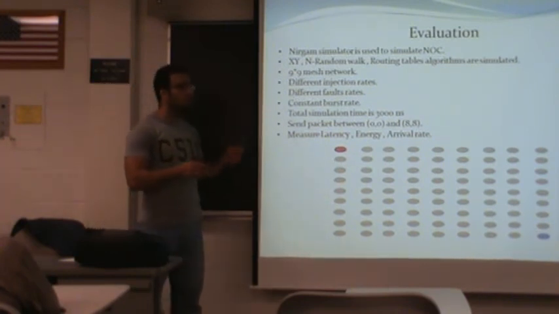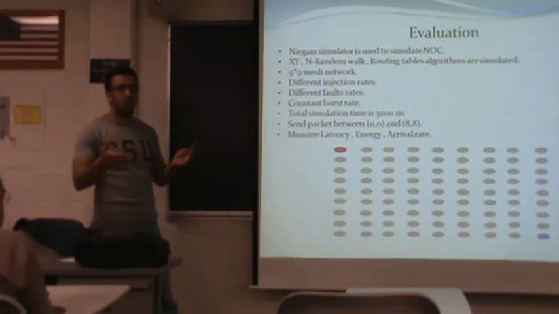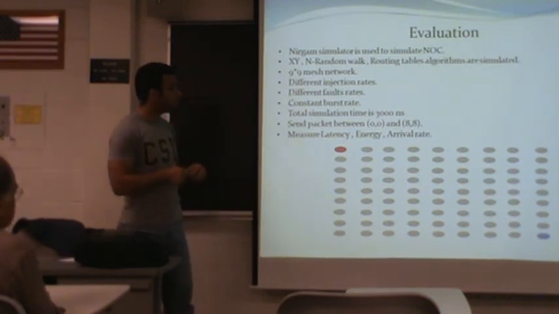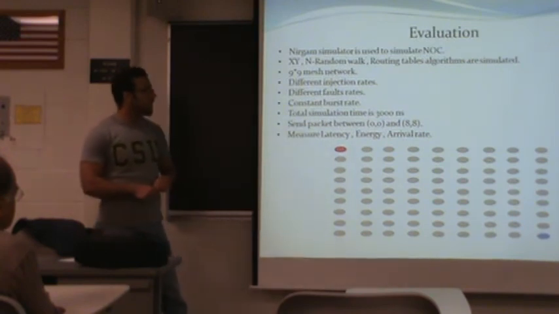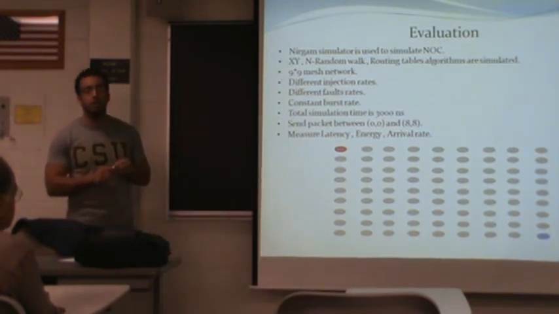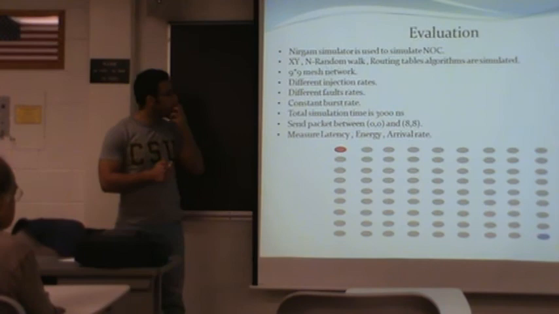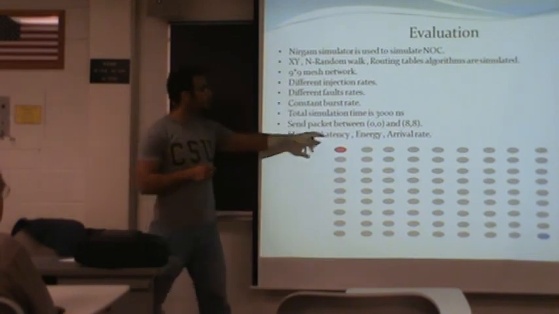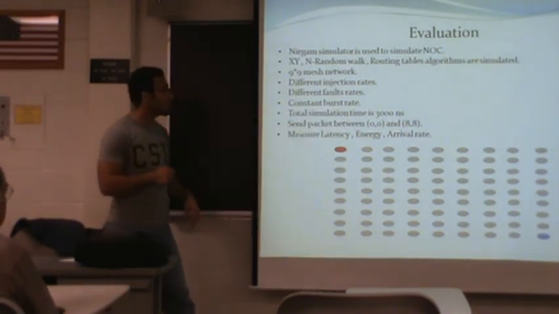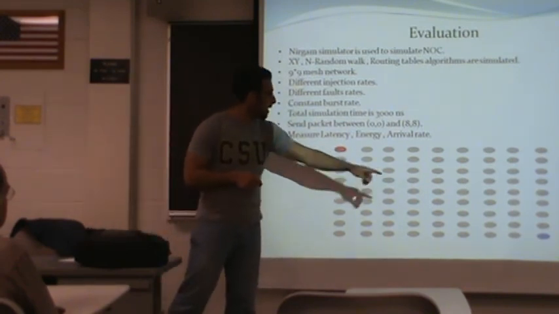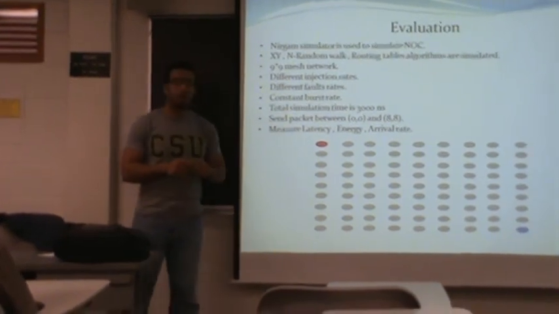We use a constant burst rate, which means the time between sending each two successive packets is always constant. My total simulation time was 3,000 nanoseconds. But let me be more accurate here. What I actually used for these different schemes was I sent 3,000 packets, and the time between each two packets was 20 seconds. So it had a higher simulation time than the 3,000 nanoseconds. The source and destination were between 0,0 and 8,8. And I measured latency, energy, and arrival rates.